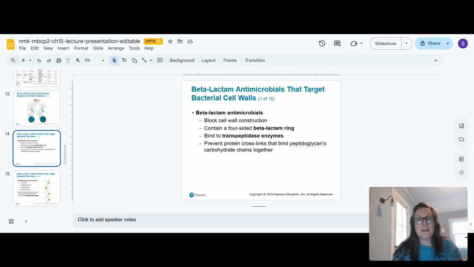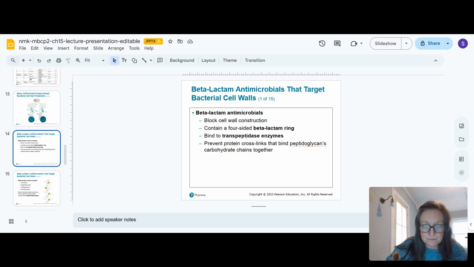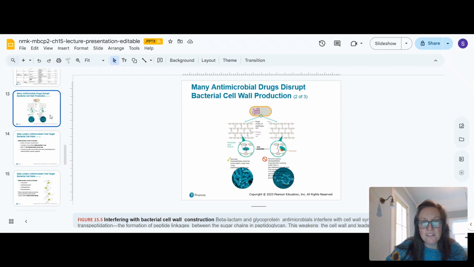Similarly, beta-lactam antimicrobials target bacteria cell walls. These block cell wall construction by containing a four-sided beta-lactam ring. And these bind to the transpeptidase enzymes, which blocks the linkages. So right up here, we're seeing that take place.